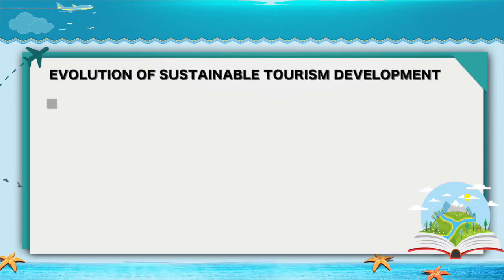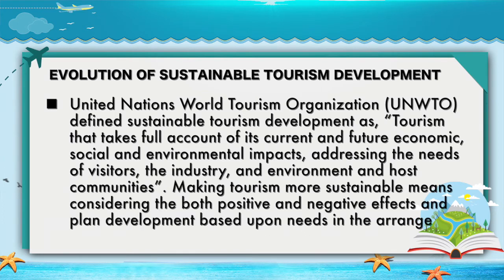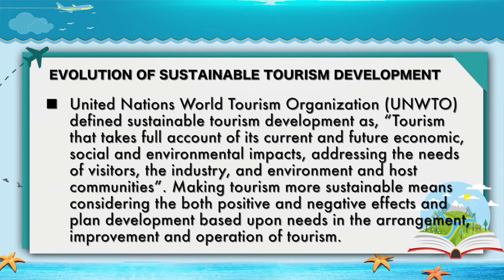The United Nations World Tourism Organization defines sustainable tourism as tourism that takes full account of its current and future economic, social, and environmental impacts, addressing the needs of visitors, the industry, the environment, and the host community. Making tourism more sustainable means considering both the positive and negative effects and planning development based upon the needs in the arrangement, improvement, and operation of tourism.